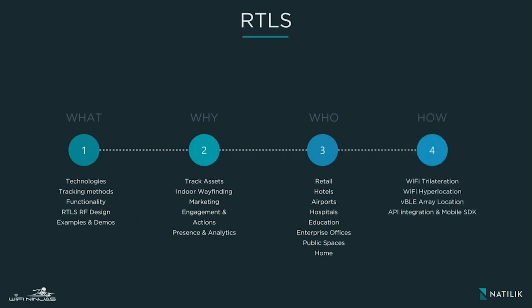And that's what we are going to test today in the live demo. So we are testing Wi-Fi trilateration with different vendors. We are testing Wi-Fi hyperlocation with Cisco, Mist's implementation of vBLE arrays, and we'll also touch upon some API integration leveraging CMX also. Cool. So we'll just cover quickly the different wireless technologies that you can use for tracking.